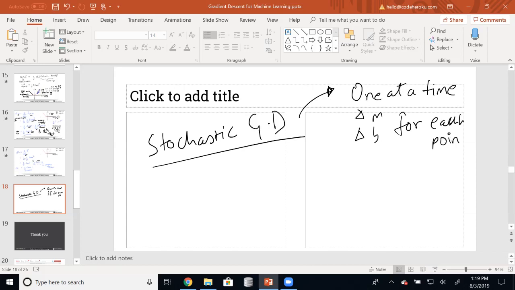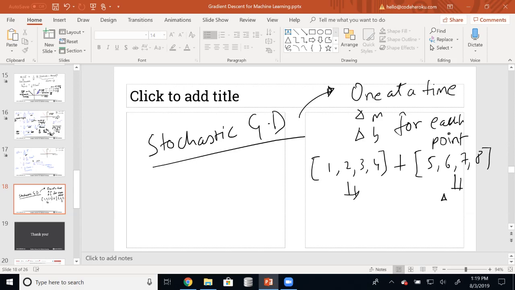What you could also do is, instead of finding for each point, collect some points together. You could collect points 1, 2, 3, and 4 together and do a derivative on that, then adjust after doing 1, 2, 3, 4. Then select 5, 6, 7, 8, and do a derivative of that, and so on. Can someone tell me why this could be more useful instead of doing one point at a time?